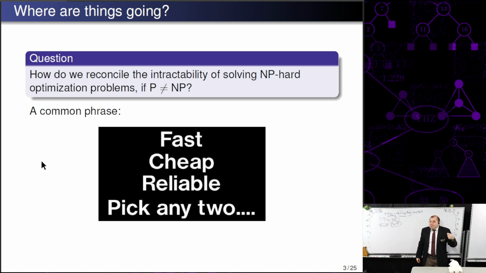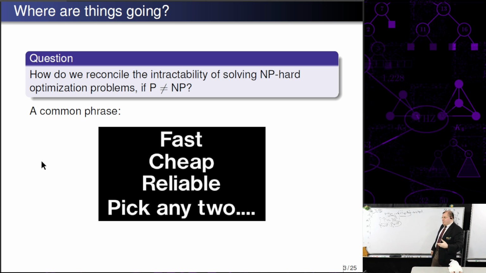Now, I like to think about this common phrase, which is very down to earth, about trade-offs. There's this phrase called fast, cheap, and reliable, pick any two. You may have heard about this when you deal with anything in life, like buying a car. And the thing is, for some problems, if we live in a world where P is not equal to NP, you will not be able to achieve all three of these at the exact same time for a problem.